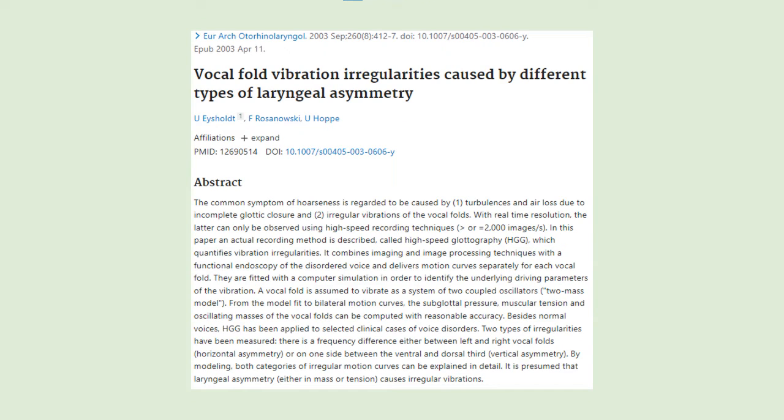This is an article from 2003 by Eichhold and co-authors. The reason for including it is that it paved the way for analyzing high-speed videos regarding functionality, using computer simulation on chromograms from high-speed videos with 2000 frames per second.